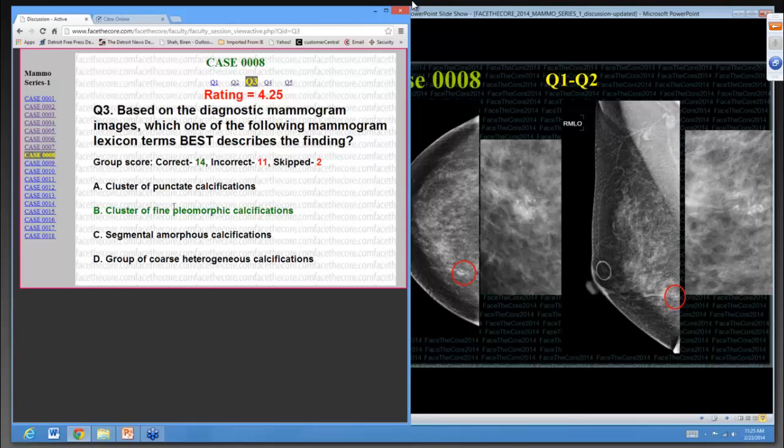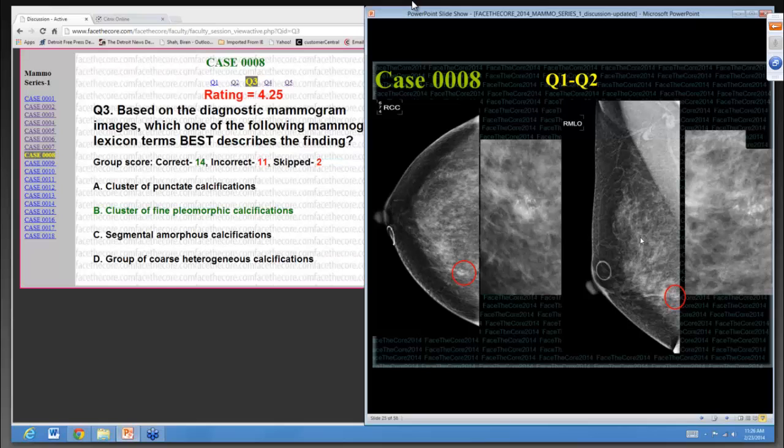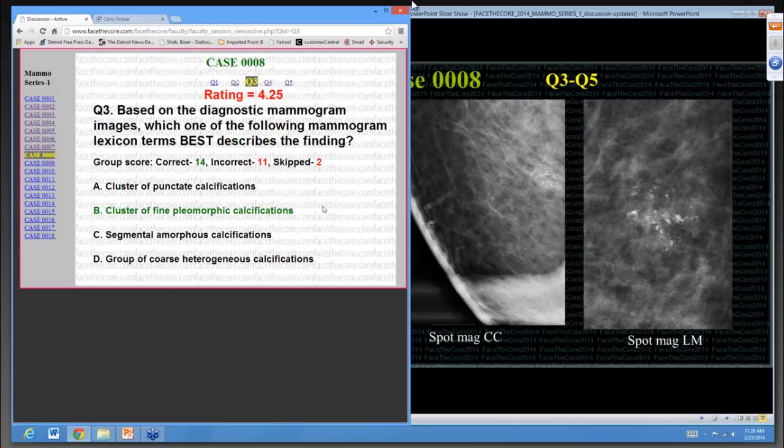Question 3, based on the diagnostic mammogram images, which of the following mammogram lexicon terms best describes the finding? So now we've gotten our spot mag views, and now we can get morphology, and it's a cluster, clusters out of calcifications within a cubic centimeter. What we have is a cluster of fine pleomorphic calcifications.